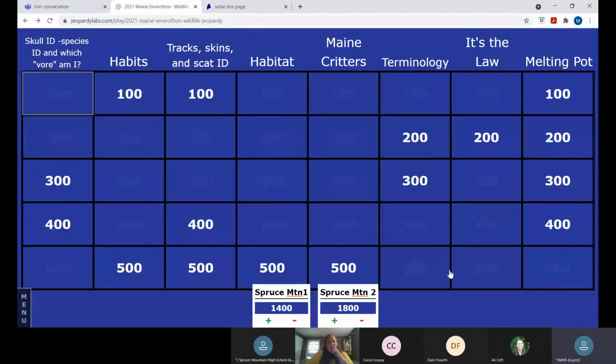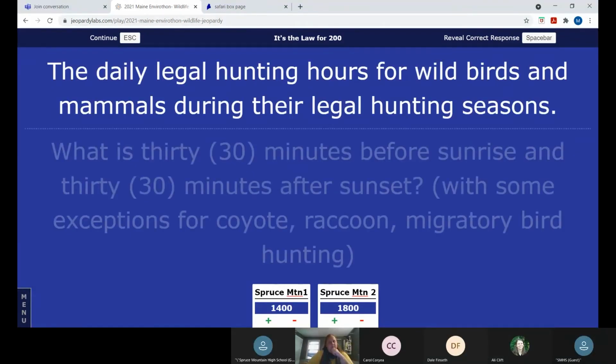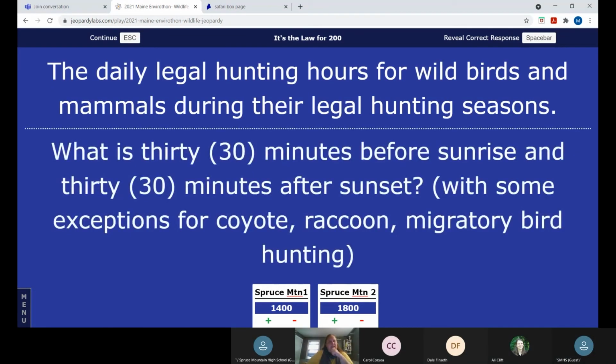It's the Law for 200. The daily legal hunting hours for wild birds and mammals during their legal hunting seasons. What is the average daily hunting hours? Half hour before sunrise until half hour after sunset. Correct. There are some exceptions, but in general, that is 30 minutes before sunrise and 30 minutes after.